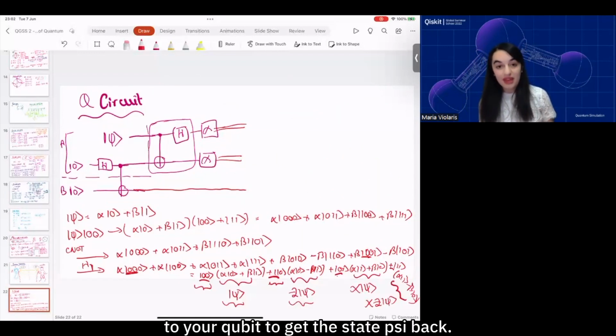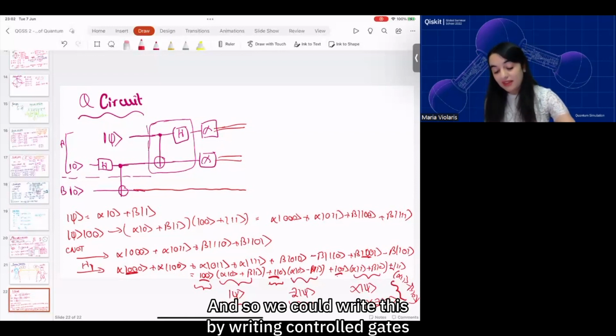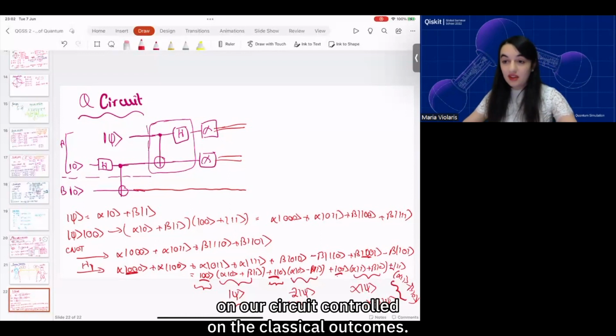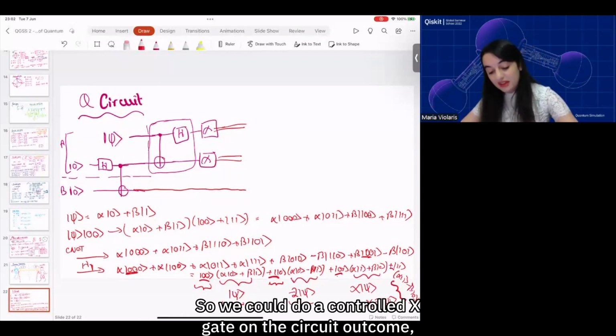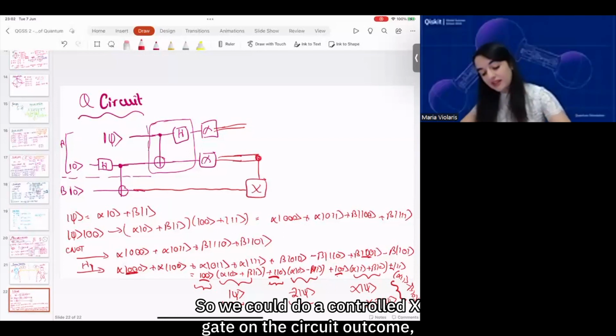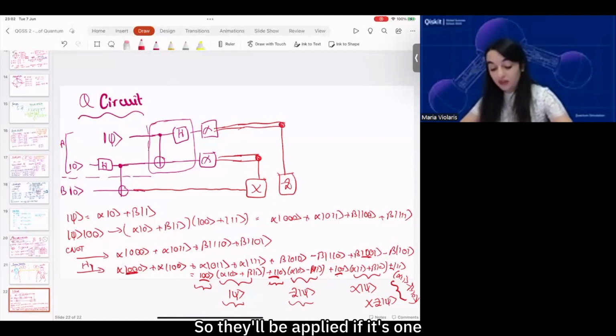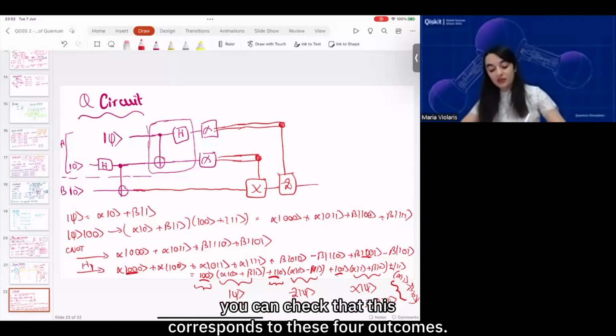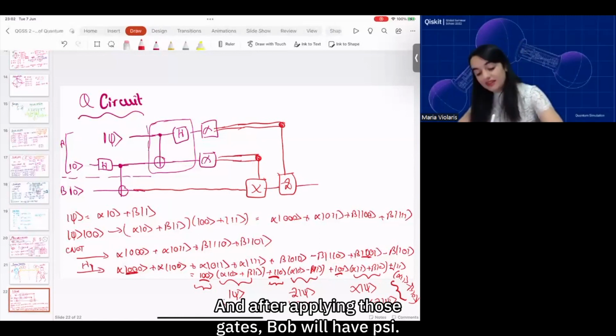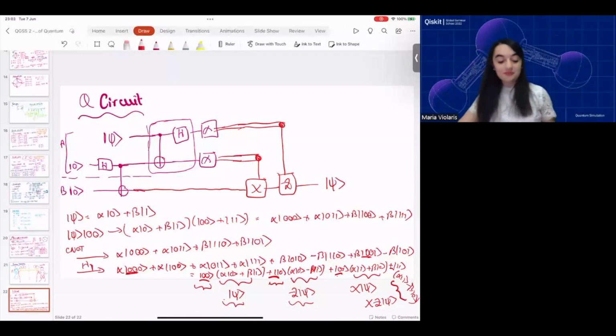And so that means that you need to apply a Z gate to your qubit to get the state psi back. And so we can write this by writing controlled gates on our circuit, controlled on the classical outcomes. So we could do a controlled X gate on the second outcome and controlled Z gate. So they'll be applied if it's 1 and not applied if it's 0. And you can check that this corresponds to these 4 outcomes. And after applying those gates, Bob will have psi.